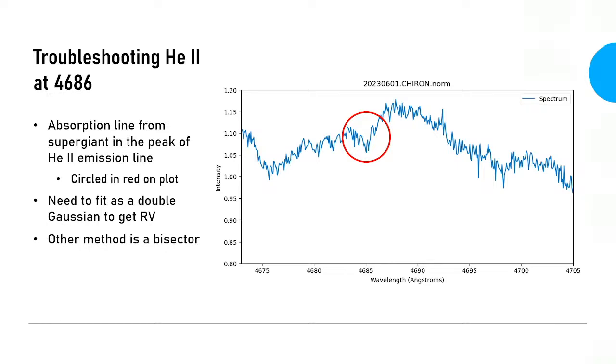So one of the issues that we ran into when trying to fit over the peak at 4686 is that there's an absorption line in the emission line, as you can see circled in red. Because of this, we had 2 options. We can either do a double Gaussian fit, one over the main emission line and one for the absorption line, or do a bisector method where we take points on both sides of the emission line and fit through there.